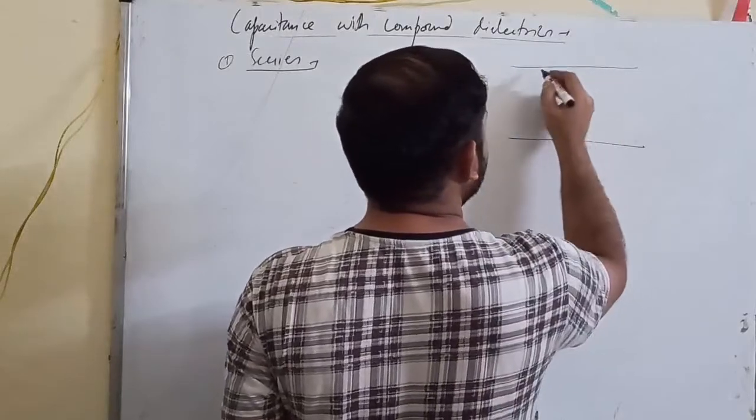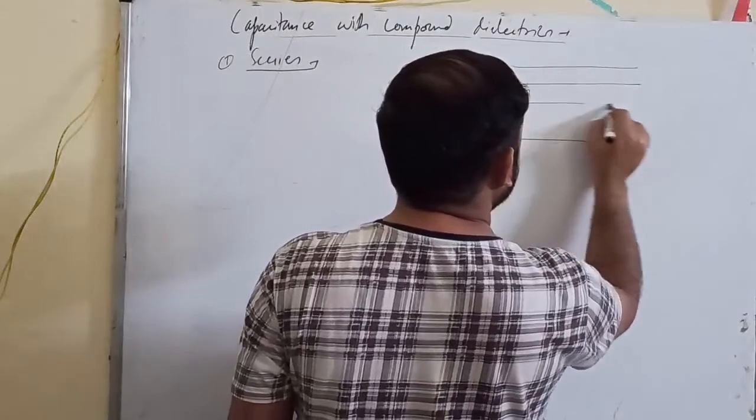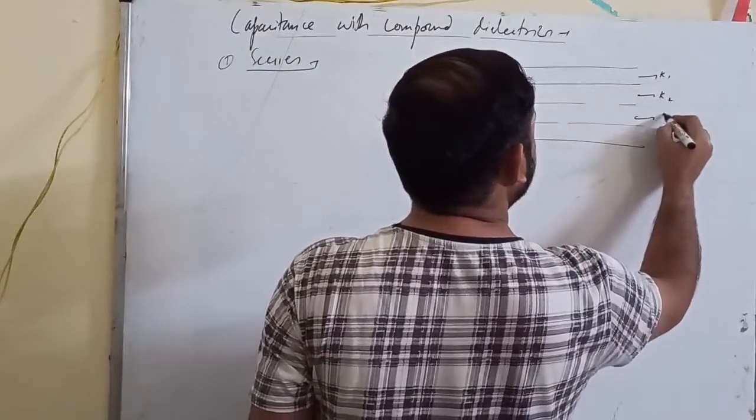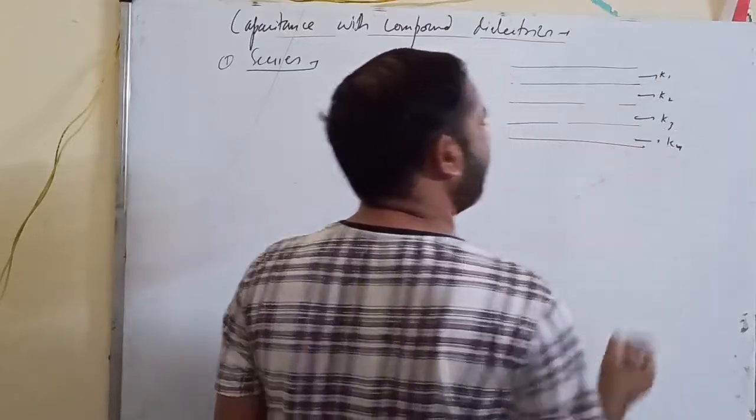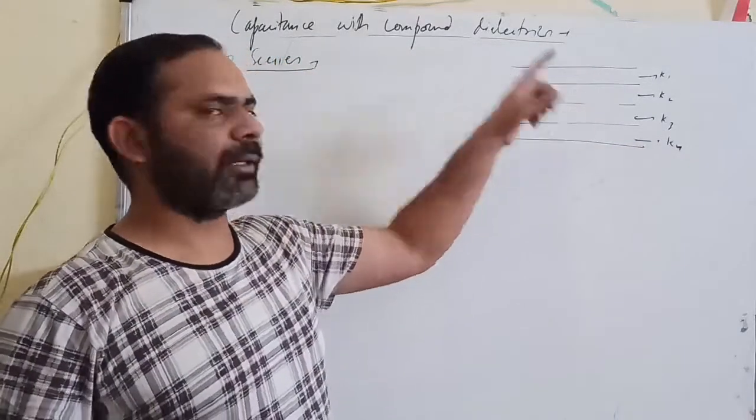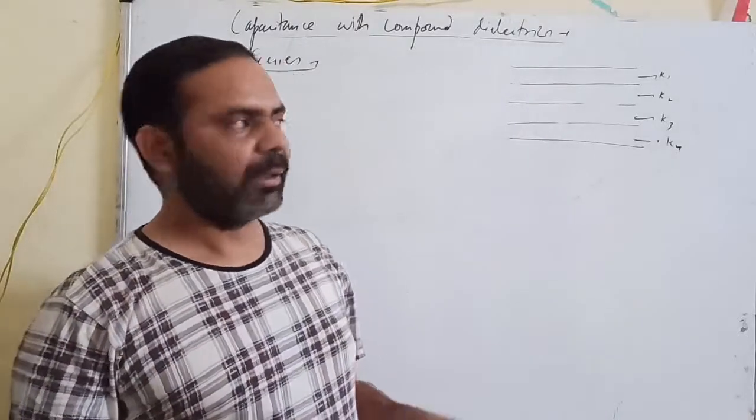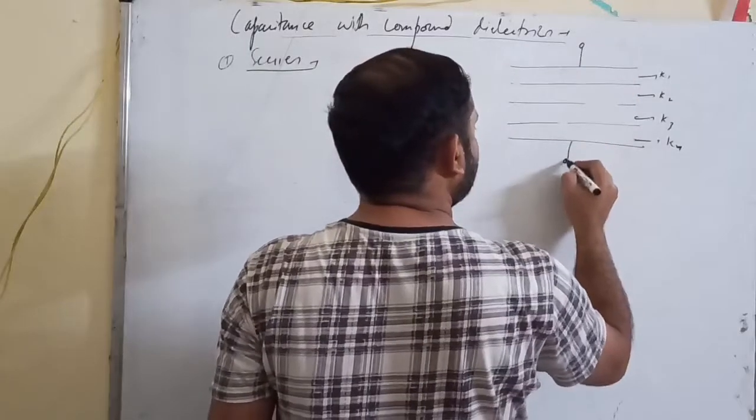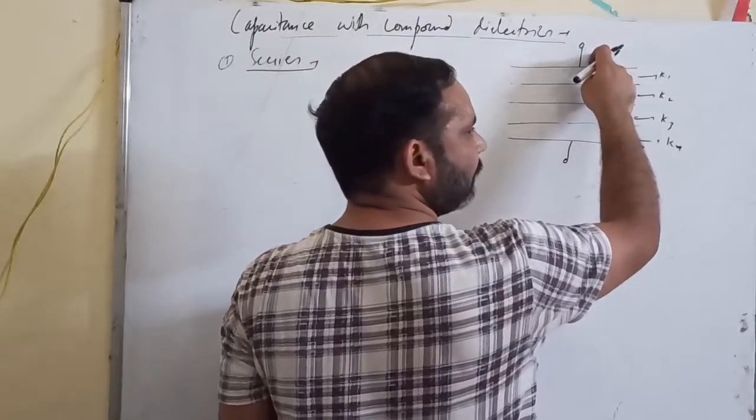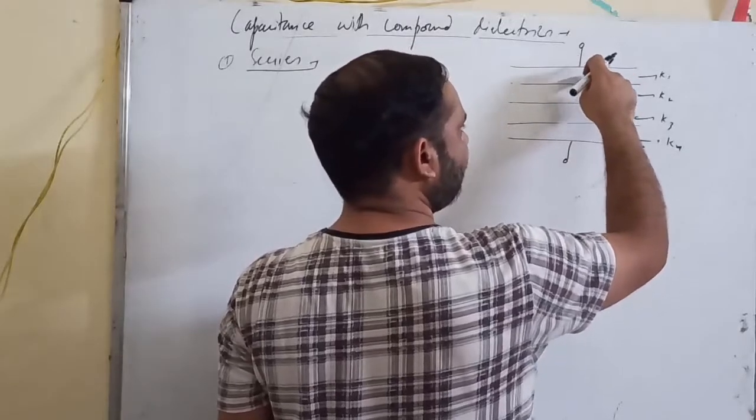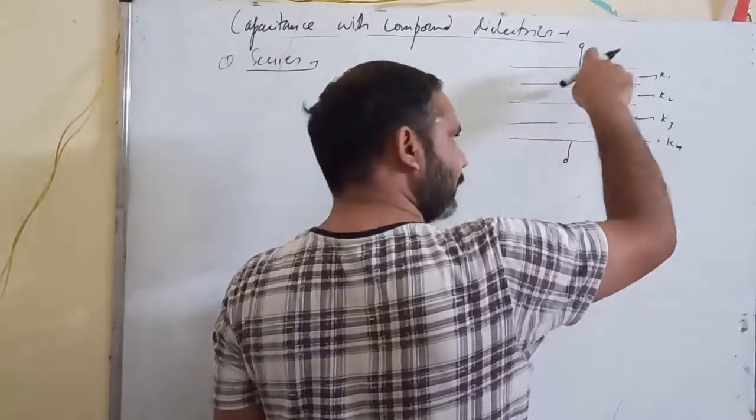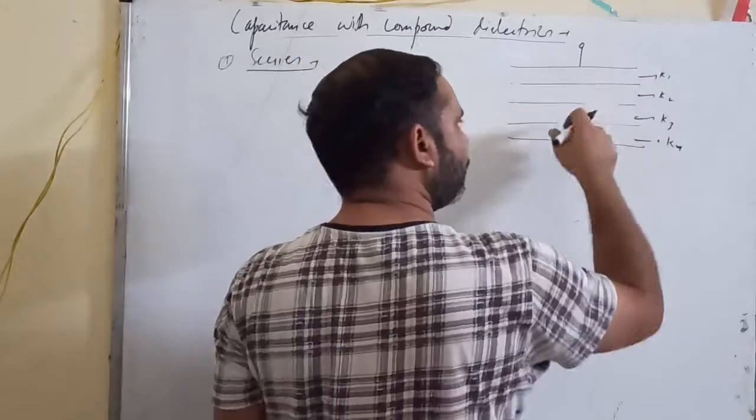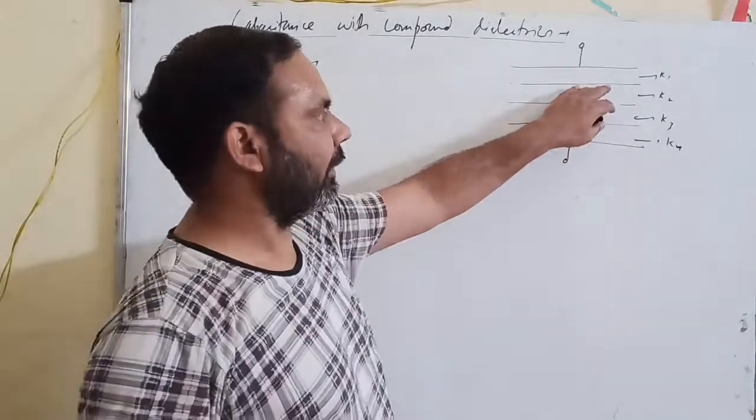Suppose we have the plates, so these are the different layers of the dielectrics with K1, K2, K3, K4, like this. We have different types of dielectrics, and they are connected in such a way that the first layer is connected to one plate, the other end of that layer is connected to one layer of the next dielectric, and similarly like this. So here in the figure it is clear.